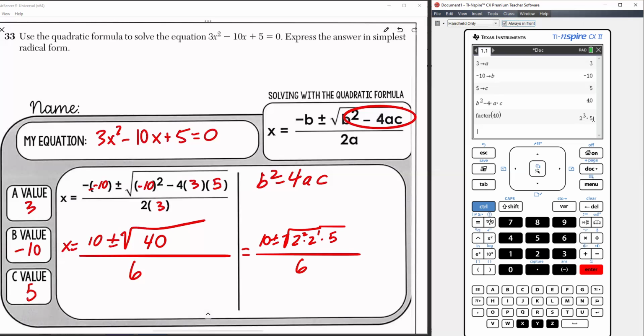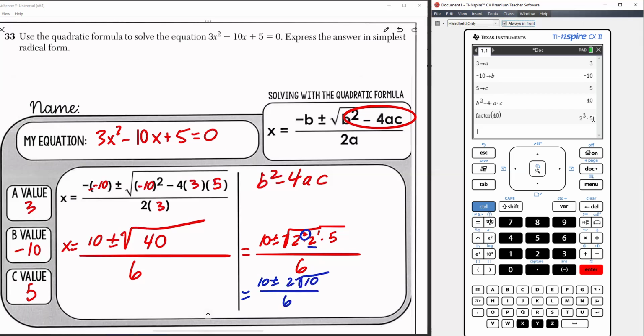So remember, from the LeBron method, if you have an even number, you can take half of that out. So I'm going to rewrite it down here. It's going to be 10 plus or minus, I can bring a 2 outside, and then I'm left with this 2 and this 5. So 2 times 5 is 10. And then this will be 6.